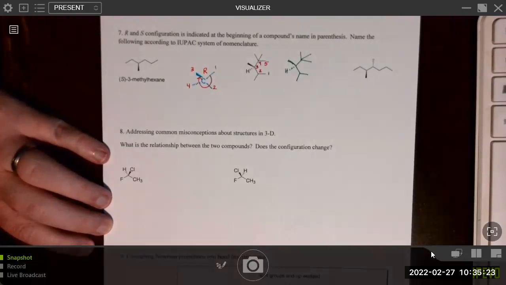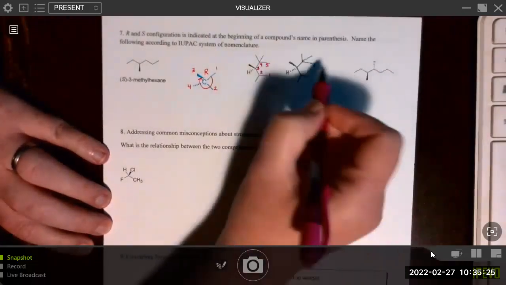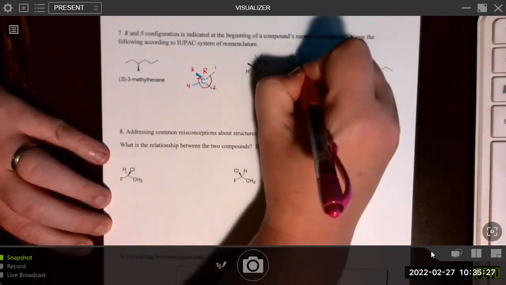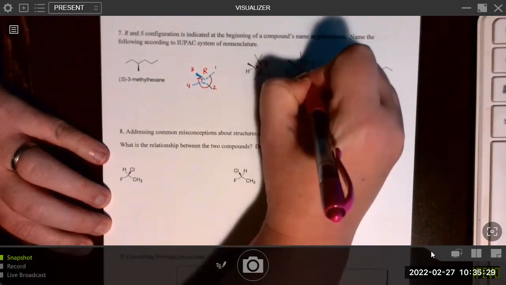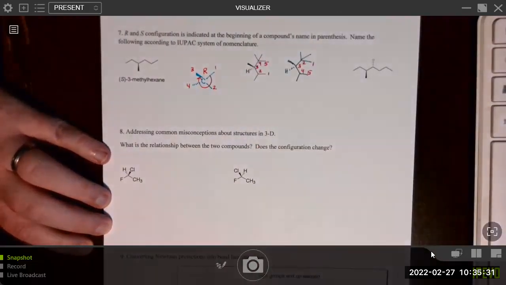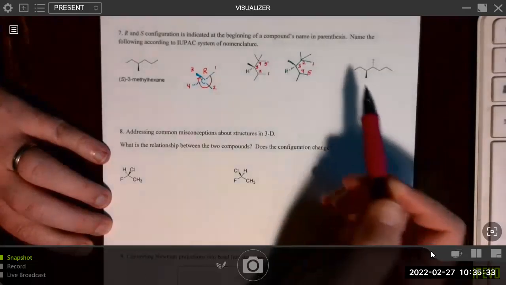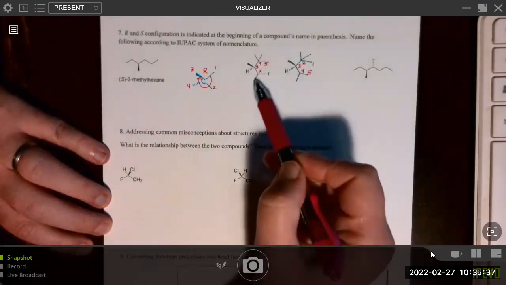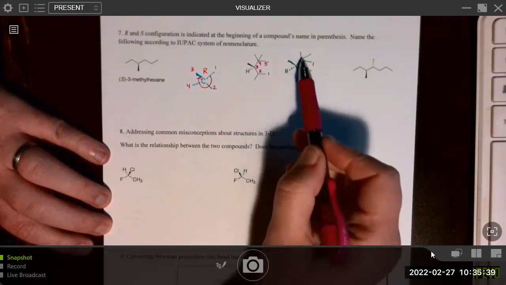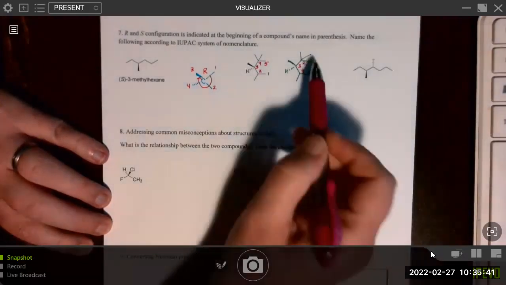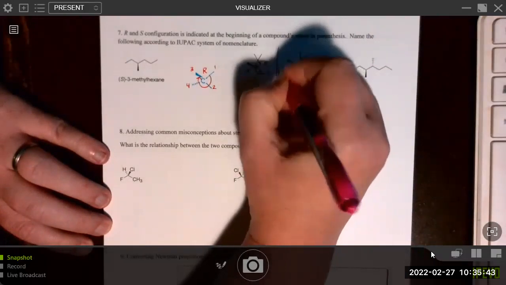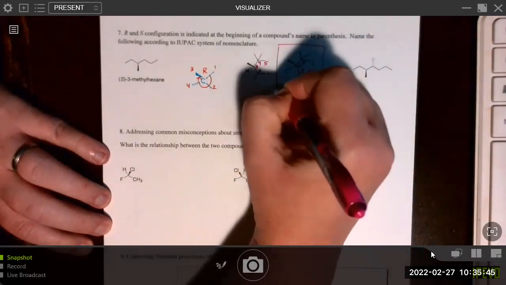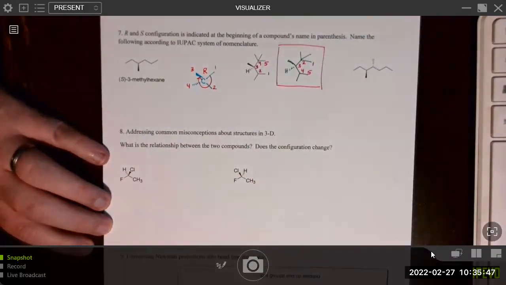If I had started in the opposite direction, we would have started on one of those 3 carbons, gone to 2, 3, 4, and 5. And then the tiebreaker is getting to the substituent first. So this has a substituent at carbon 2, but this has 2 substituents at carbon 2. So this one is actually going to be the preferred locant numbering system.